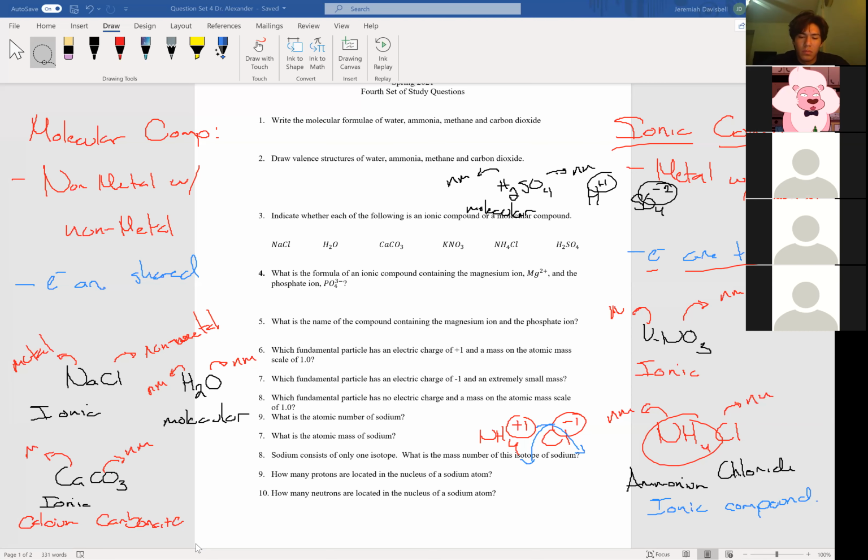Yeah, I wish you would put in an explanation for that one. All right. I think it's because you can make an argument both ways, but at the end of the day, if you go to the super literal definition, they're all nonmetals, so it's a molecular compound. I guess that's his argument.